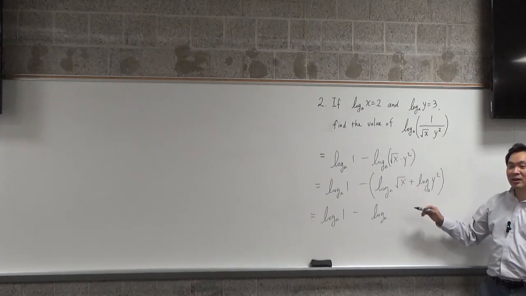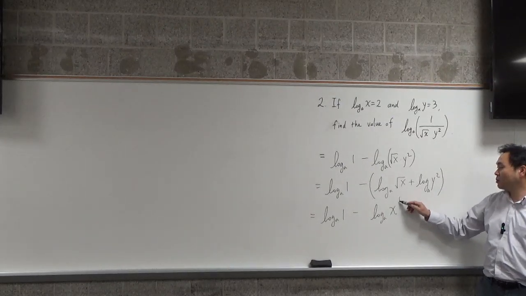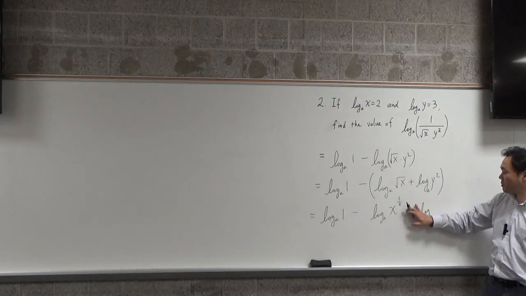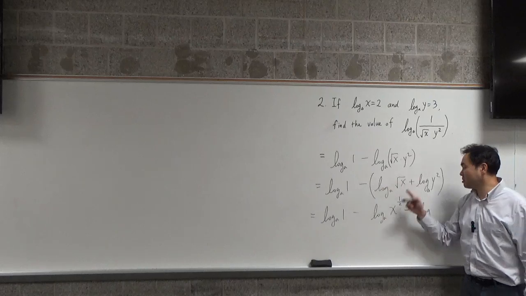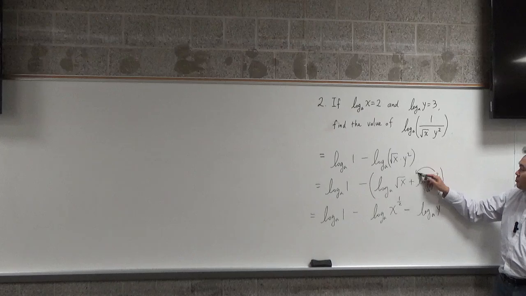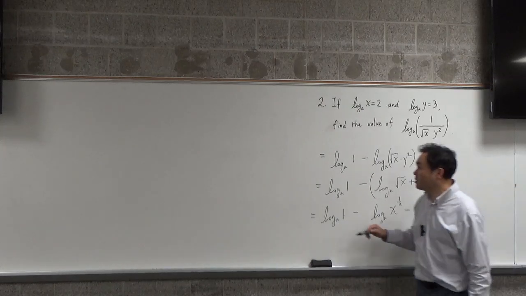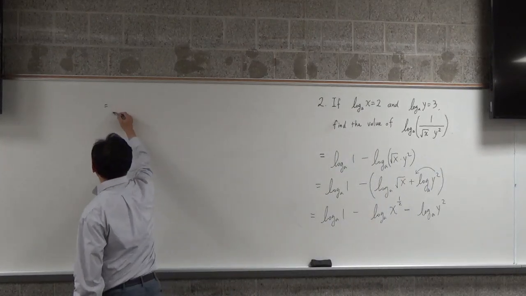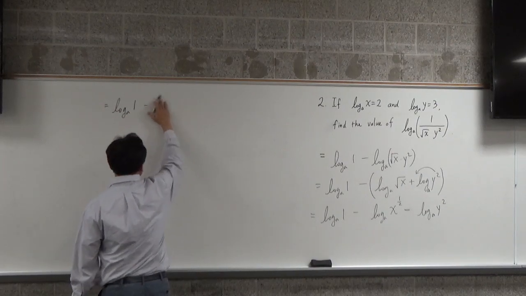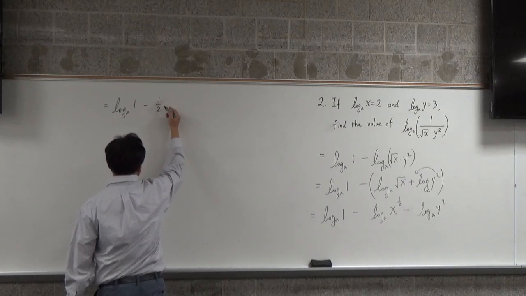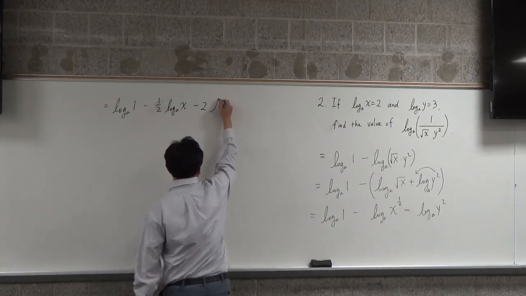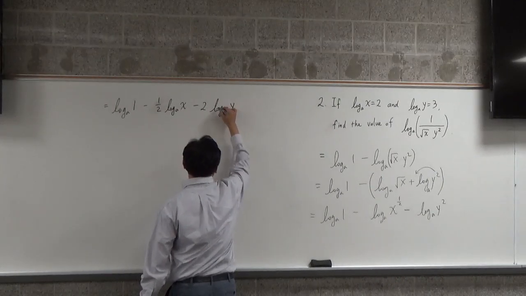And then square root of x is x to what power? 1/2 power. And then we can put the minus here. Minus distributed, so this is going to turn to a minus. Let's move the 2 to front as well. Well, we'll do that later. So we're going to have log a of 1 minus, after 1/2 is put in front, 1/2 log a of x minus 2 times log a of y.